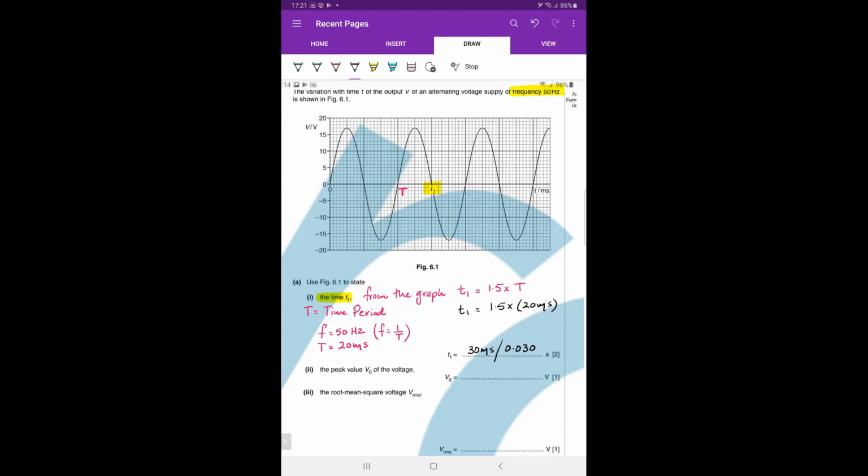ठीक है, so मैंने time period निकाल लिया, and T1 in the diagram was corresponding to 1.5 times, because it was 1.5 cycle, 1.5 times the time period. Next part में they are asking us to figure out the peak voltage. Graph से check करना. It appears to be pretty much close to 17 volts.